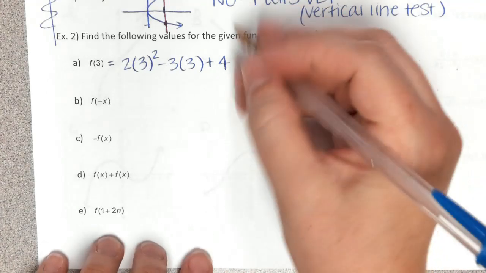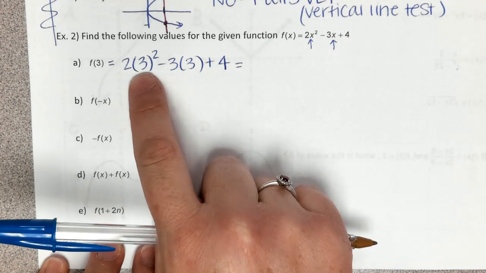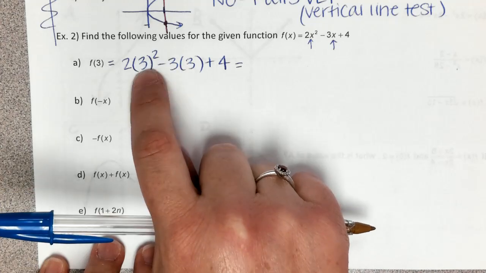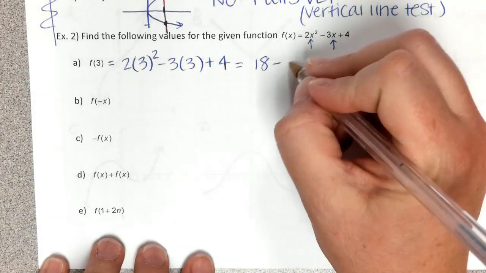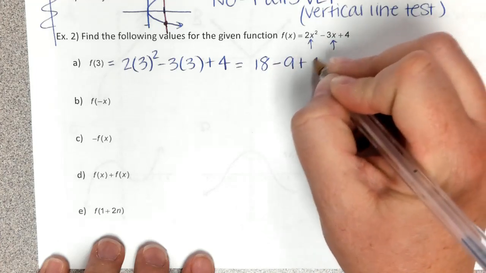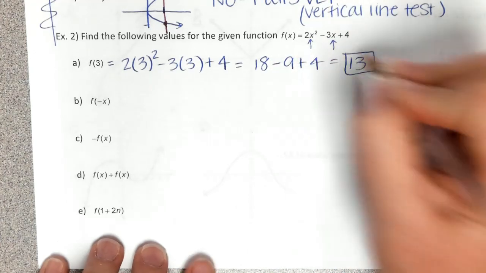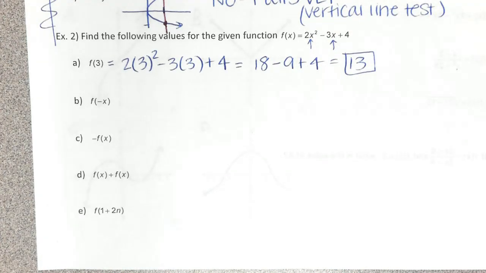All right, you guys remember order of operations? We do the exponents first. So 3 squared is 9. 9 times 2 is 18. 3 times 3 is 9. So that's 18 minus 9 plus 4, which is 13. Okay? All right, next question.